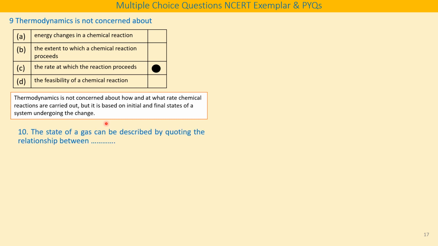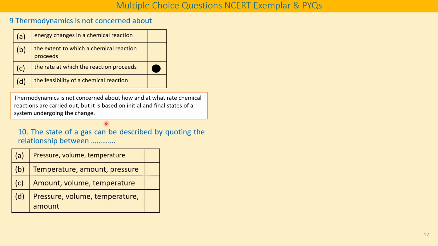Next question. The state of gas can be described by quoting the relationship between pressure, volume, temperature, and amount. Here in our equations, amount was represented by n moles. So the correct answer is you have to remember and mark it as D.